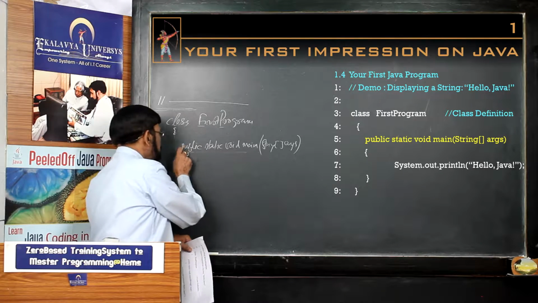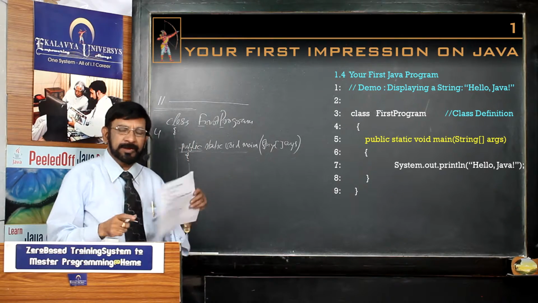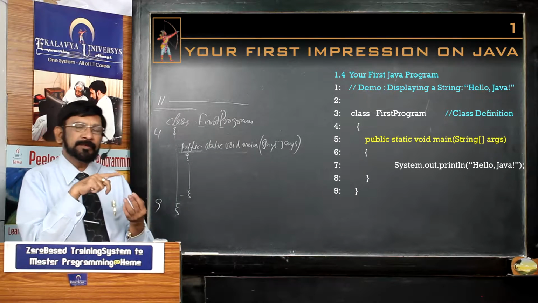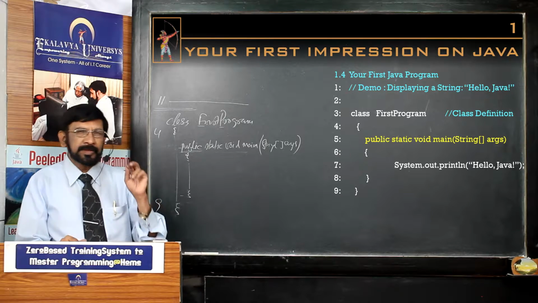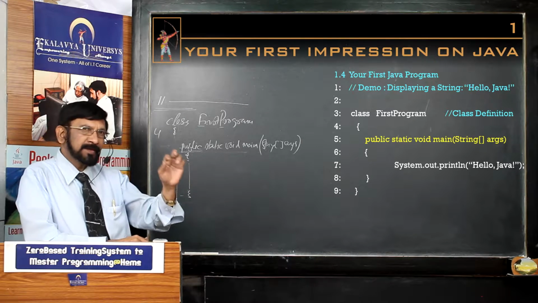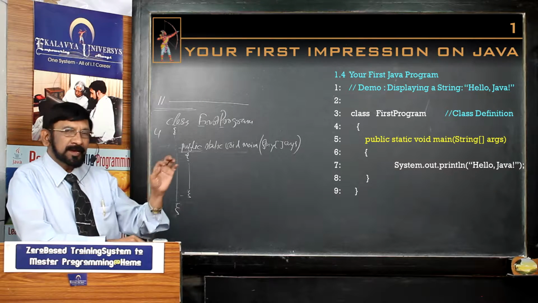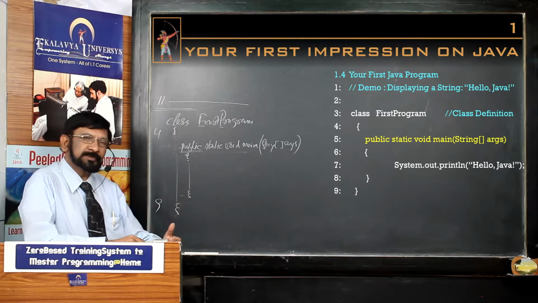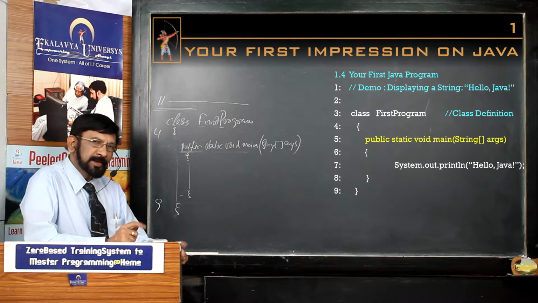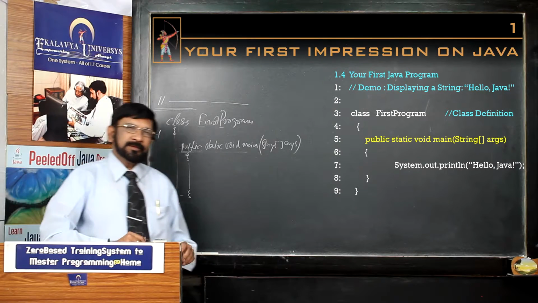The first one is public. Invariably, you have to write it. Actually, public, private, protected: three keywords are there. These are called access specifiers. Access specifiers define the accessibility. Why is that?